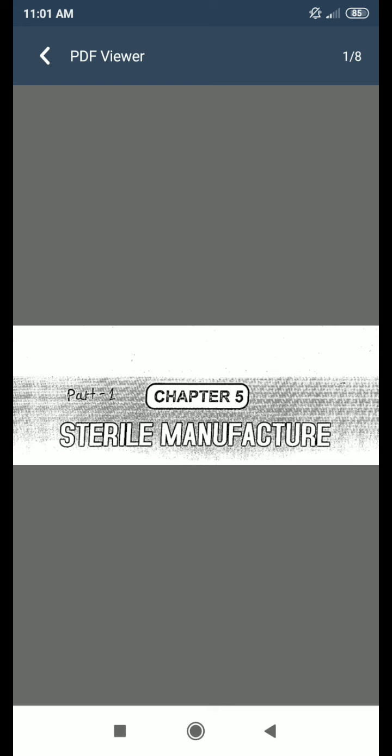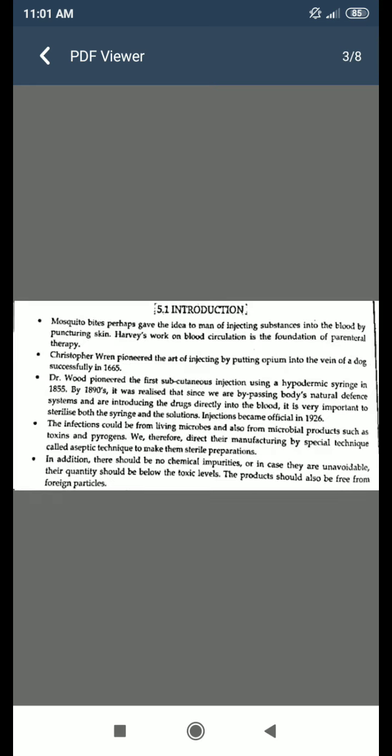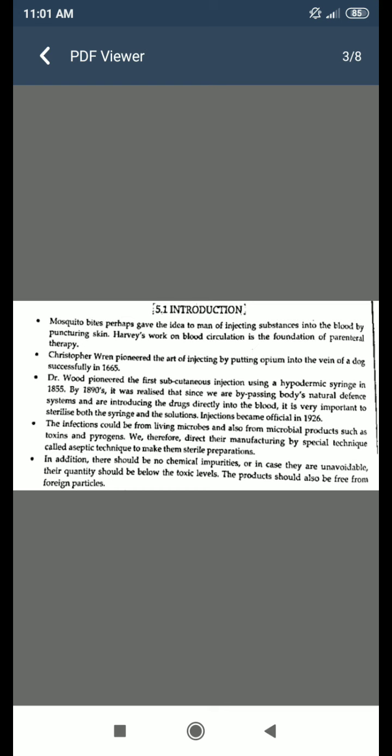Aseptic manufacturing and sterile fill finish, a process in which the drug product, container and closure are first subjected to sterilization method separately as appropriate, then brought together, that is aseptic manufacturing. Introductory part of the sterile manufacturing.